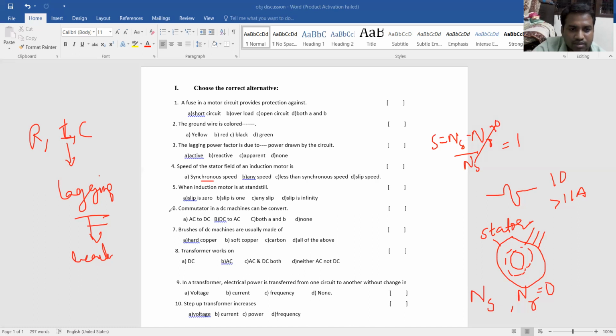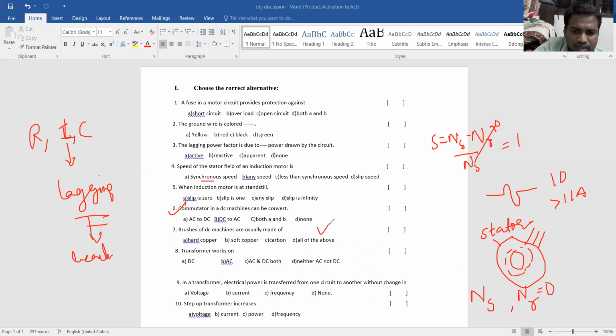Commutator in a DC machine can be converting. What will it do? It converts AC to DC, because we know that we are getting AC inside the DC machine, but we require DC. DC machine means we require DC. So by using the commutator, we can convert AC to DC.